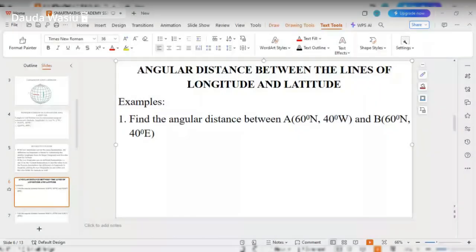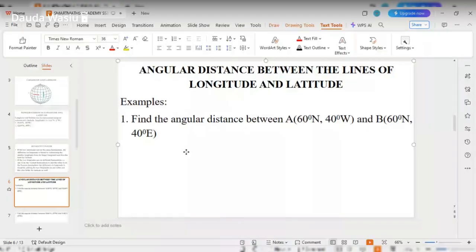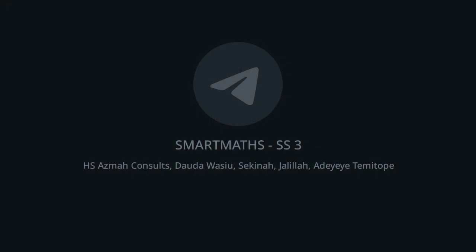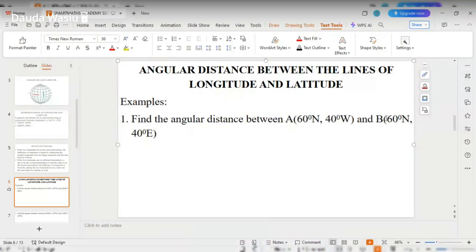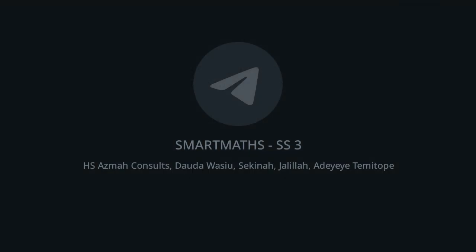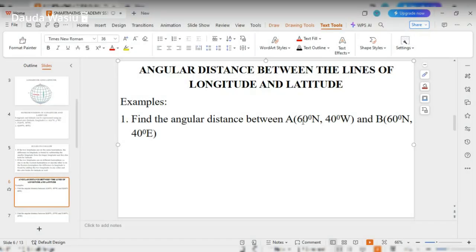So you know what? Let's get the angular difference without the location of the point first. Maybe the next slide will not be like this. So to get the angular difference, where are we going to get it from? We are going to get our angular difference from the longitude, because from the latitude we have 60 degrees north and 60 degrees north from point A and point B. So we cannot get our angular difference where we have the same number and the same cardinal point. So our angular difference is going to be from the longitude.